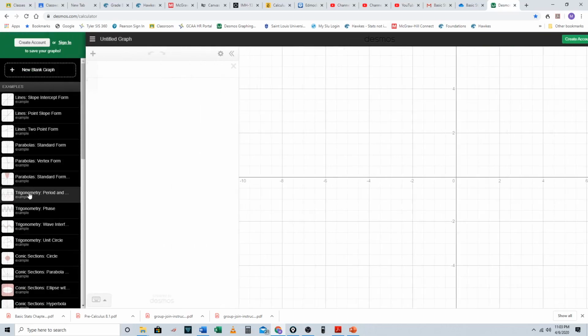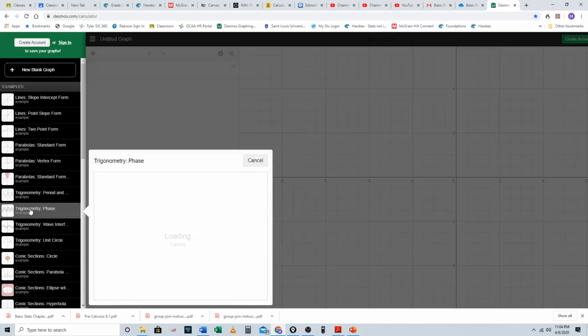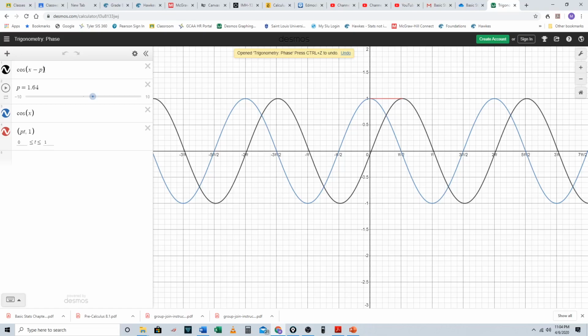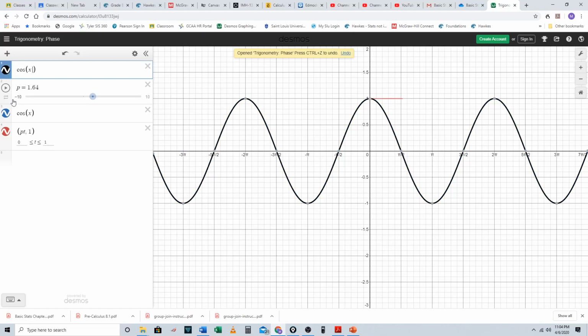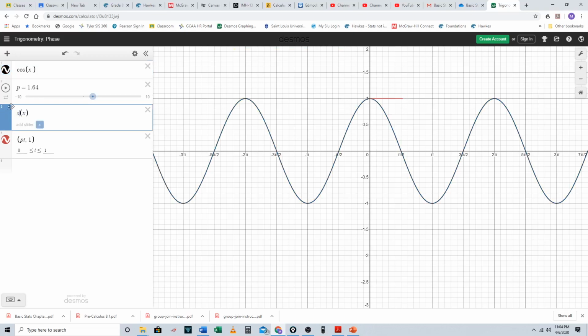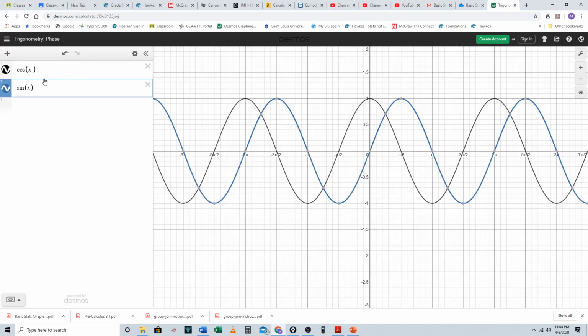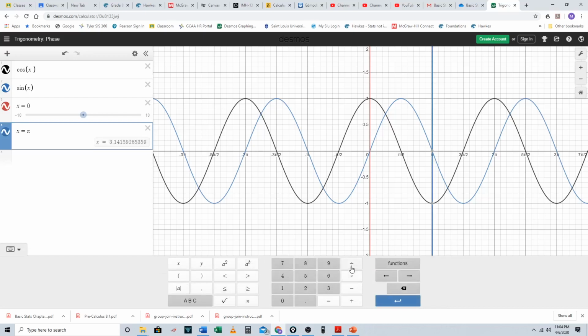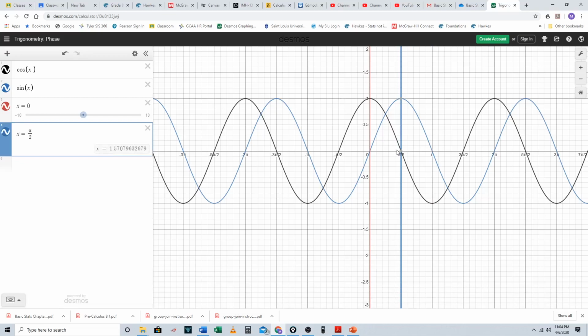See if I can do trig. Here we go. Let's do this one. Graph. I'm going to change this to cosine x, this to sine x. I don't need that. And I'm going to do x equals 0, and x equals pi over 2. I'm going to zoom in here.